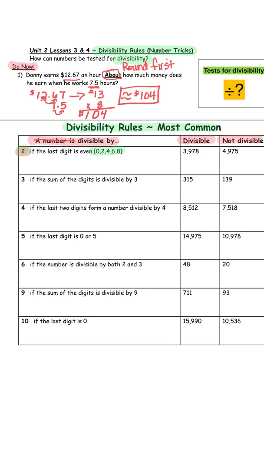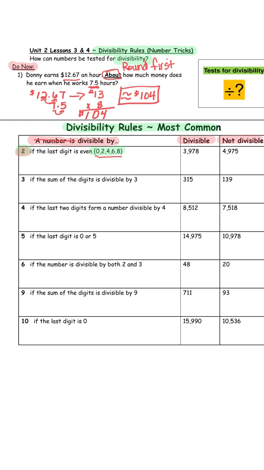So for the number 2, it says if the last digit is even and ends in either a 0, 2, 4, 6, or 8, then the number is divisible by 2. Well, let's take a look at this number. And you could have your calculator out for this. It'll save a lot of time.